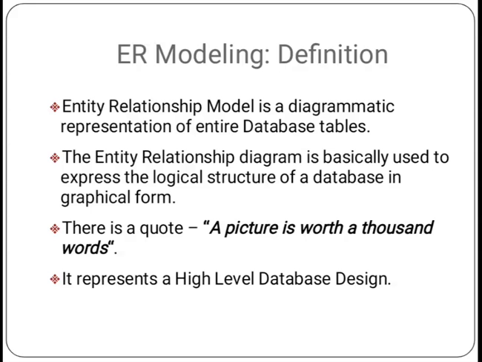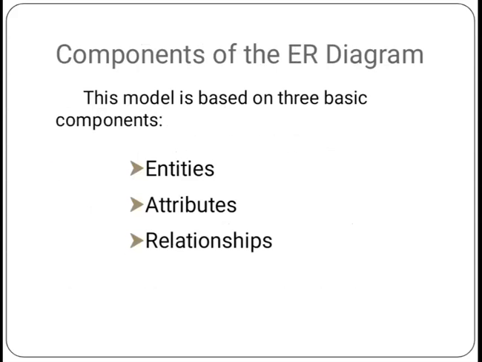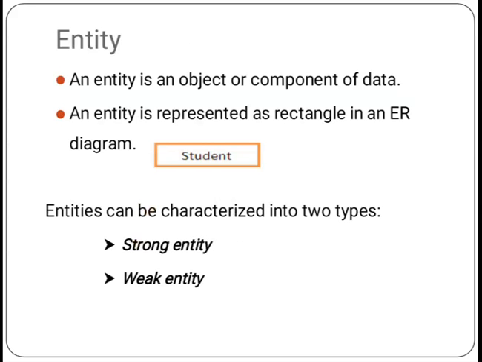An ER model is one of the high-level database designs. It has three basic components. One is entities, another one is attributes, and relationship is the last one. An entity is an object, that is a place, person, or some component of data. An entity is also represented by a rectangle symbol in ER diagrams.